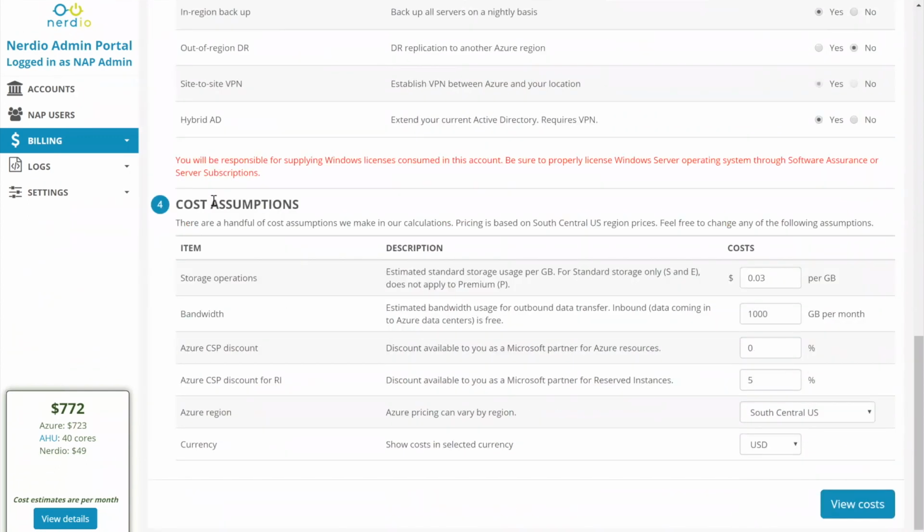These are pre-configured with some default values that we find to be common, but they can be overwritten and the partner can play around with them to understand what the impact is. So the first thing is storage operations. Storage operations are generally charged a certain amount per 10,000 operations. Now, there's really no easy way for anyone to answer the question of, well, how many thousands or tens of thousands or millions of operations am I going to have on which disk in the course of the month?